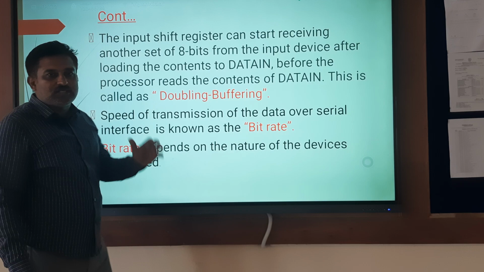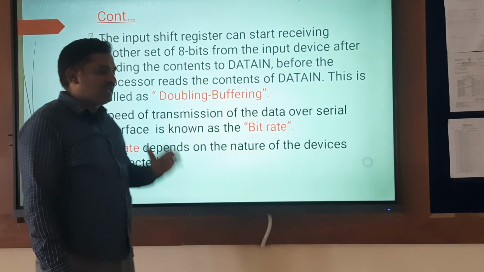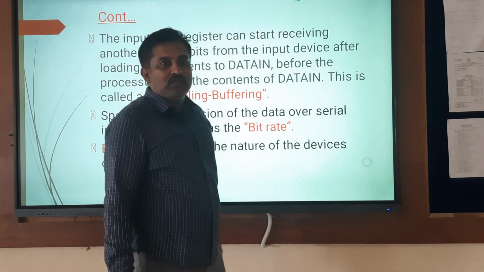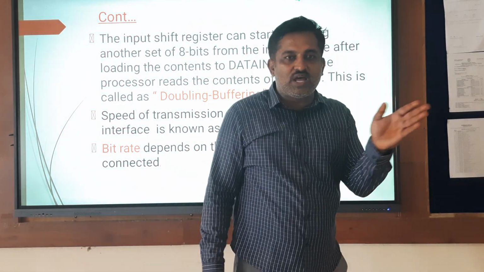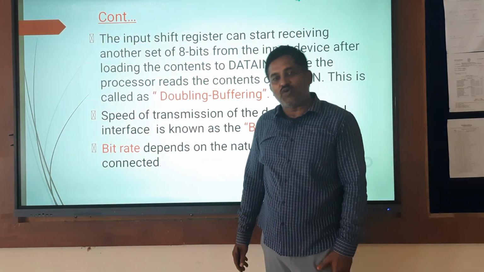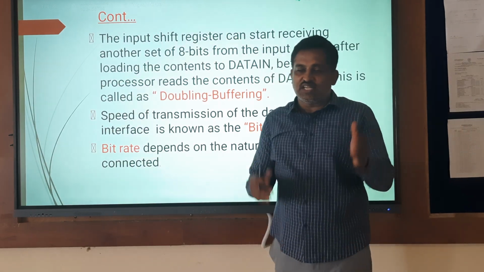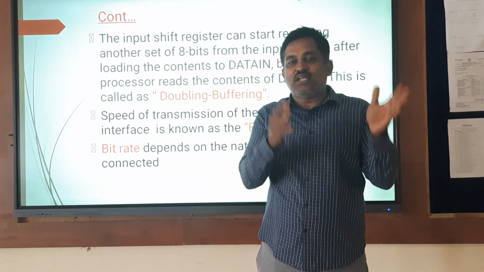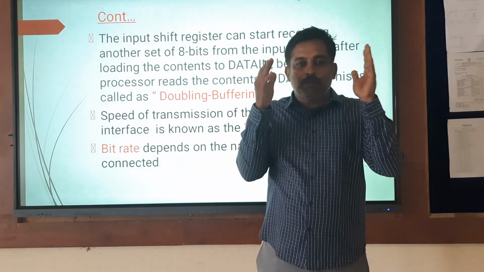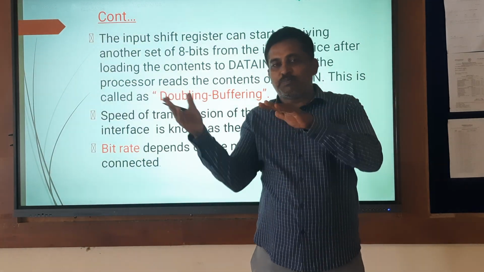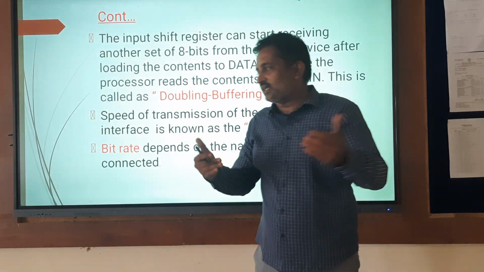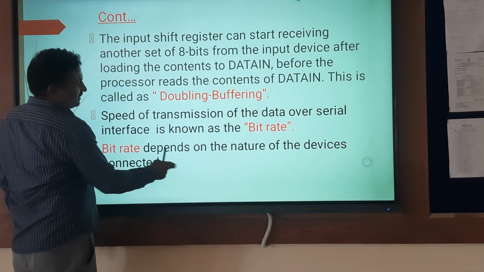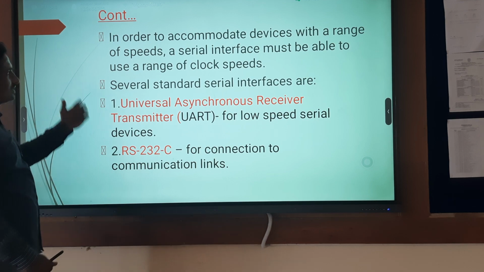The speed of the transmission of the data in a serial interface is known as the bit rate. Depending upon the bit rate, the speed of the operation is determined. If the bit rate, that is the number of bits transmitted per second, is high, then the data transfer rate is high. If the number of transmitted bits per second is low, then the data transfer rate is low. That is about the bit rate. Coming to the last one.